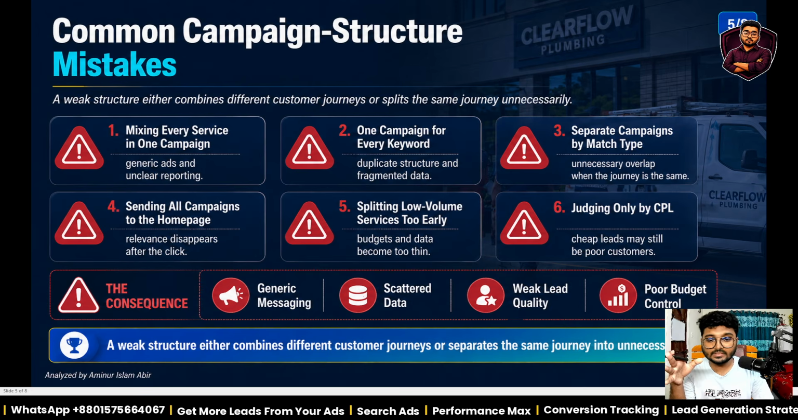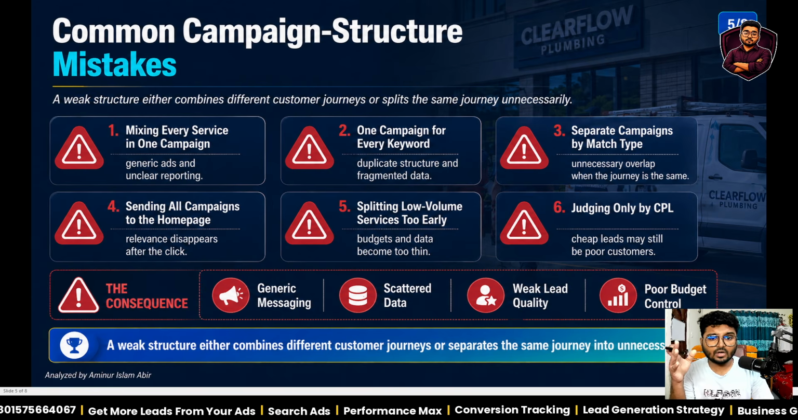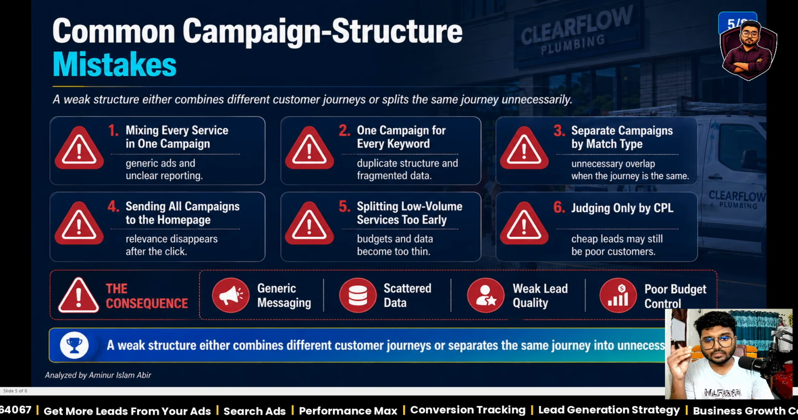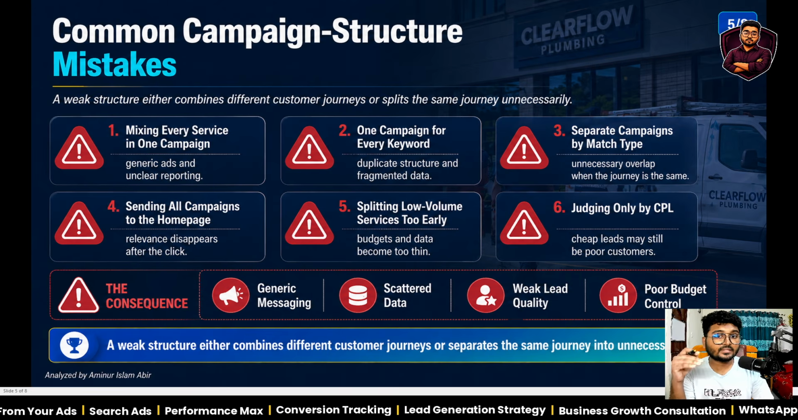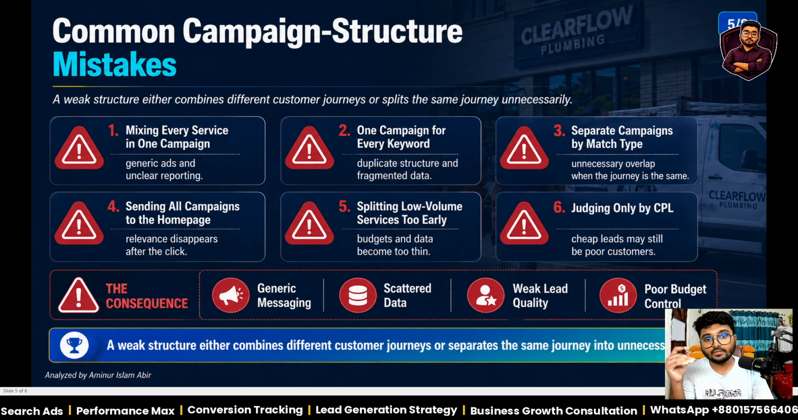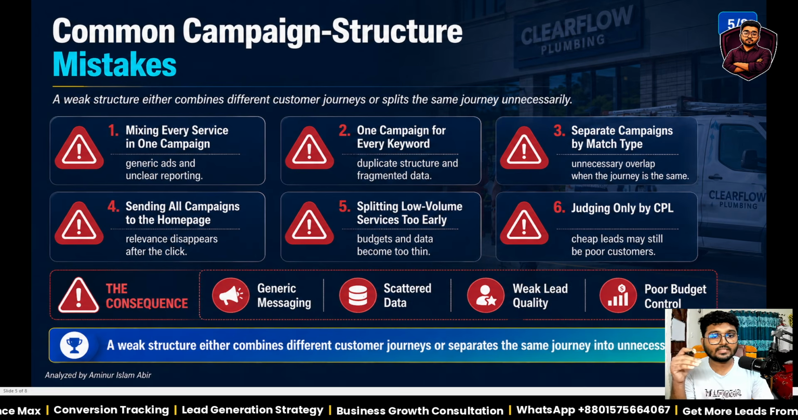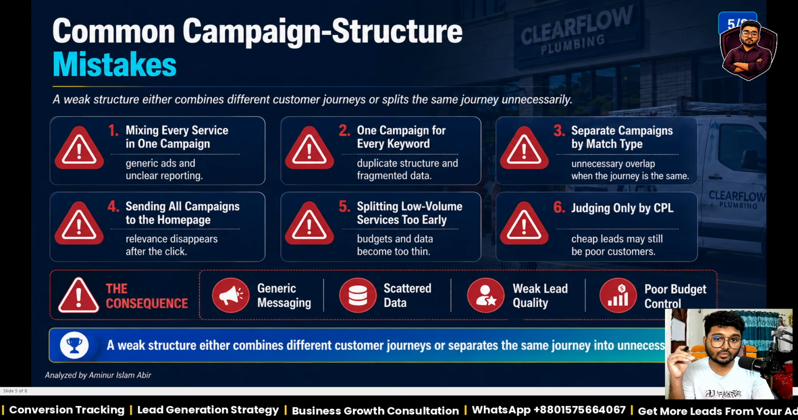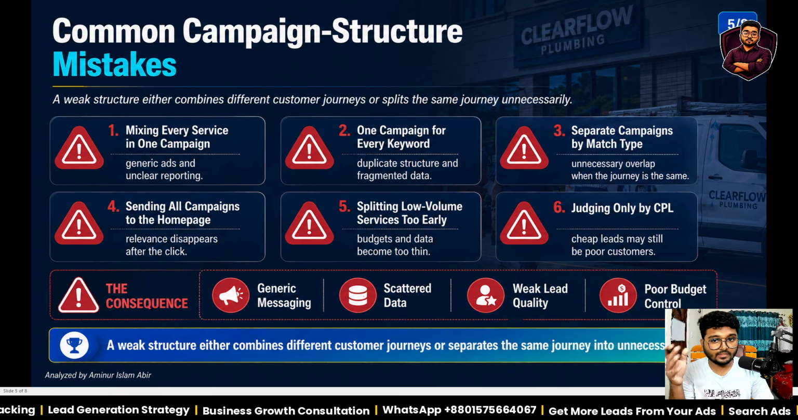The sixth mistake is judging campaigns only by raw cost per lead. A cheap lead may be unqualified, low value, or difficult to close. A higher cost lead may represent a more profitable service. The seventh mistake is using the same advertisement for every service. Separate campaigns create little value if every customer still receives the same headline, the same offer, and the same CTA. The eighth mistake is creating too many campaigns with a limited total budget. Excessive fragmentation can prevent meaningful learning.